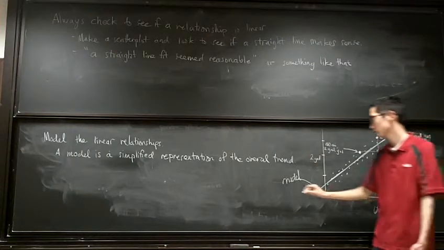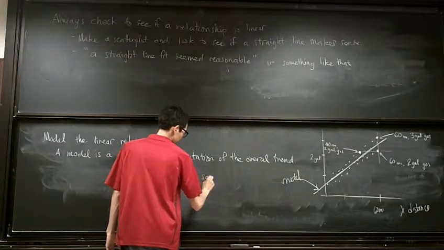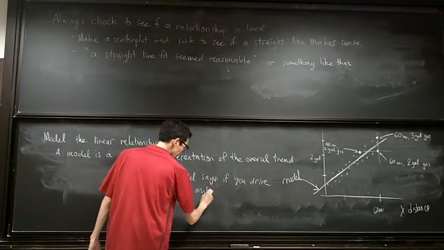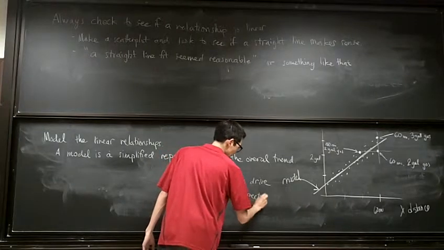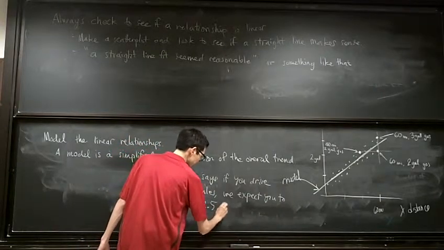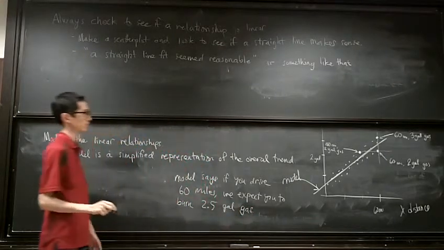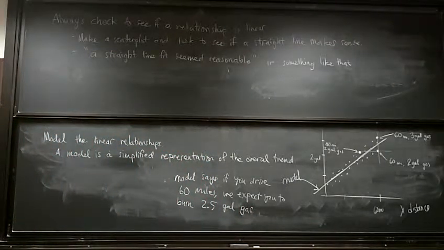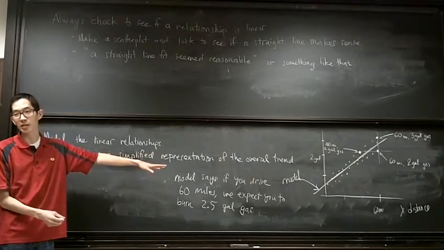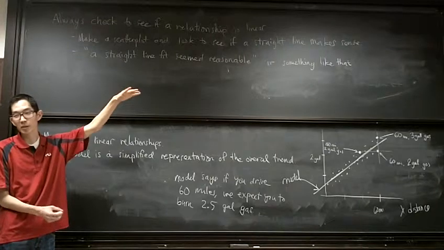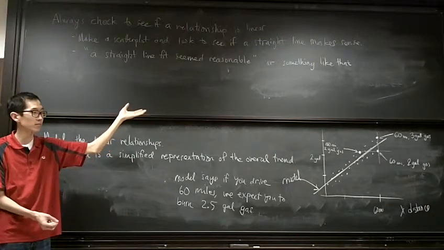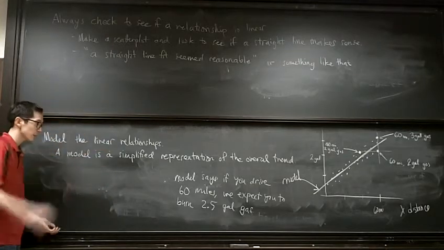The model says if you drive 60 miles, we expect you to burn 2.5 gallons of gas. Is that okay? And we just have to say, okay, well, this is the model. So if I drive 60 miles, I might burn more than that, I might burn less than that, but this kind of gives me a ballpark idea of how much gas I'm going to use. Is that okay? And that's how this model works, okay?